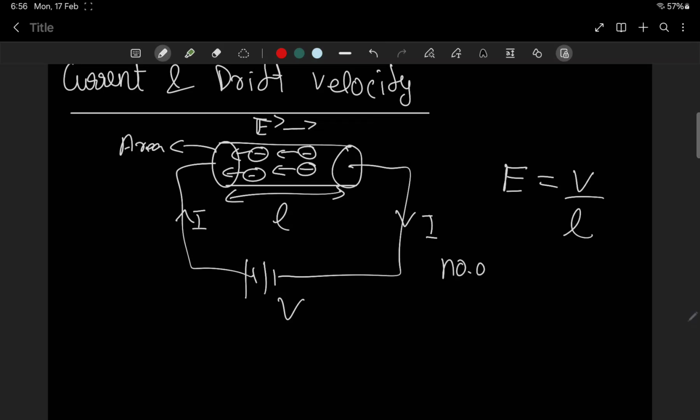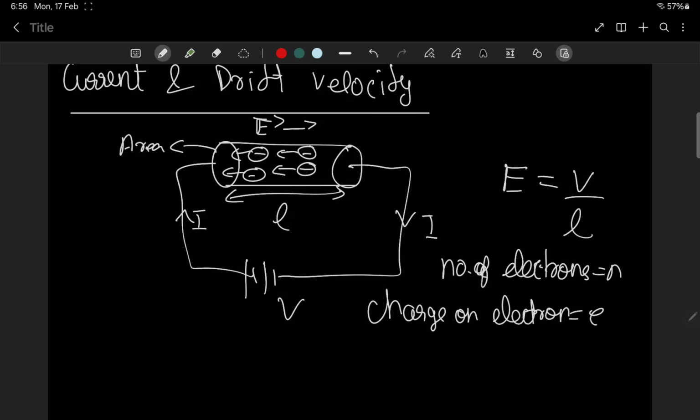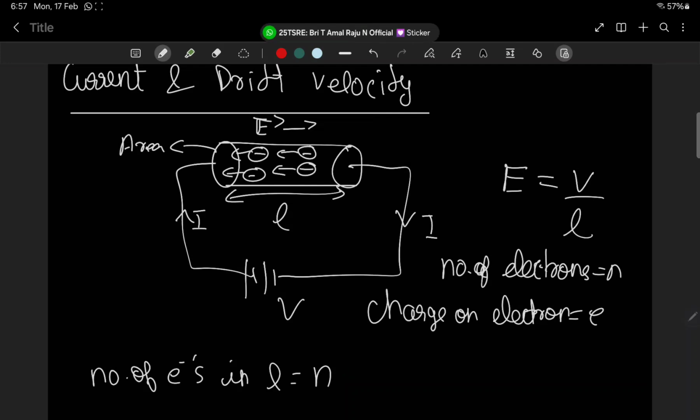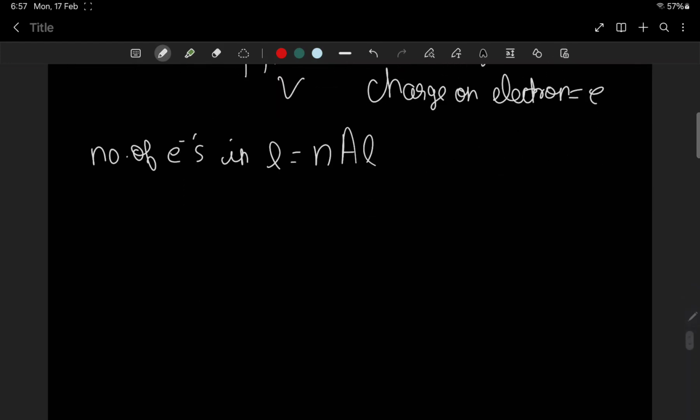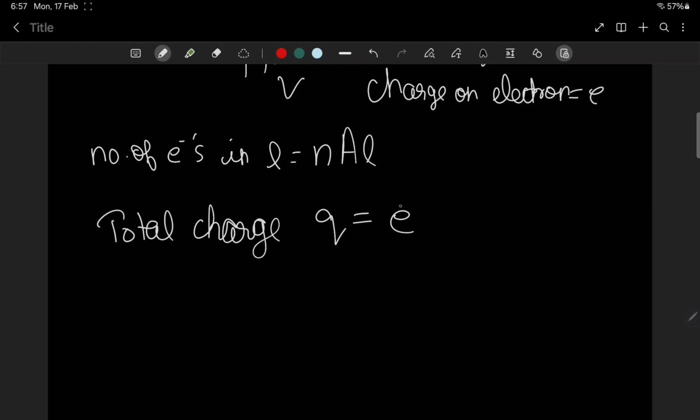Now the number of electrons flowing through that part can be taken as n per unit volume. Charge on each electron is equal to e. Number of electrons in length L is equal to n into the volume of the conductor. What is the volume of the conductor? Length into area A. So nAL is equal to the number of electrons. Then the total charge Q is equal to e into the total number of electrons, nAL. So e n A L.